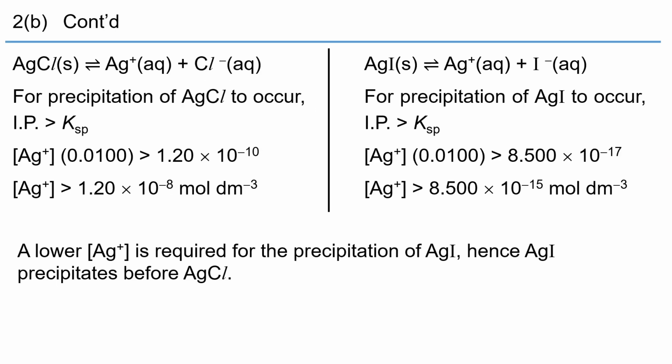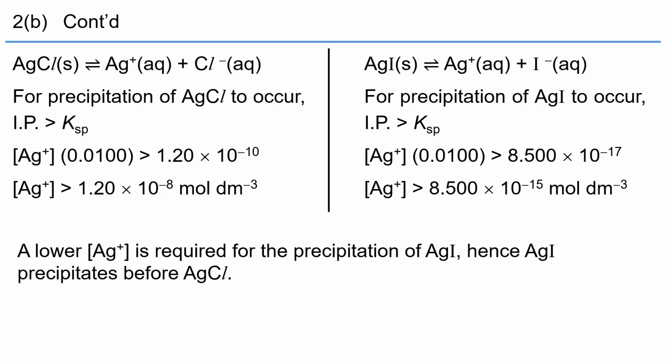Now, this is just copied across from the previous slide. So because of this idea, a lower concentration of your silver plus is required to precipitate your AgI. Hence, your AgI will precipitate before your AgCl.